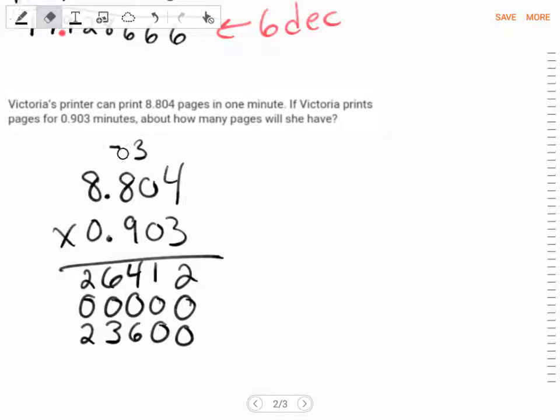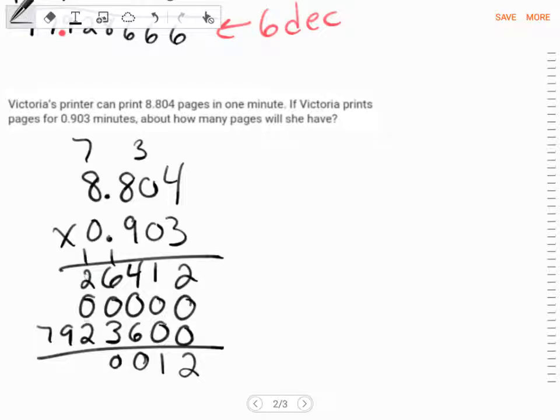Oh, I'm putting these in the wrong place. 9 times 8 gives me 72 again. And now I've got to add that 7 is going to give me 79. Okay, now let's add up what we've got. 2 plus nothing is 2. 1 plus nothing is 1. 4 plus 6 is 10. 6 plus 1 is 7. Plus 3 is 10. We've got 2 plus 2, 1 is 5, 9 is 7.